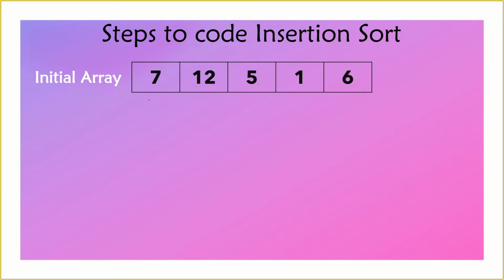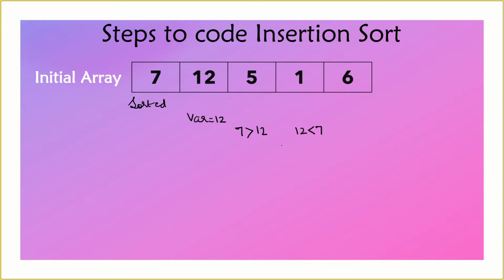So here are a few steps that will help you to code insertion sort algorithm. We start with the first element and consider this as to be sorted. And now we are going to start the comparison with the second element, which is 12. We store it in a variable var. And now we are going to compare the value of var with this first element, which is already sorted. So we are going to have this condition 7 greater than 12, or you can write 12 less than 7.